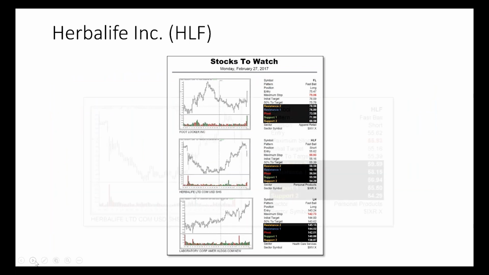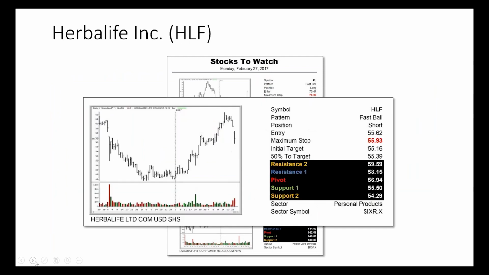So here's another one from the way that I had the plan set up. I guess this is just to show you there's opportunity every day in these things, right? Herbalife, fastball, short side setup. This one wound up being on my stocks to watch list because, as you can see on that chart there, it's a little bit higher up in the range. It's about 30% up in the range on the close.